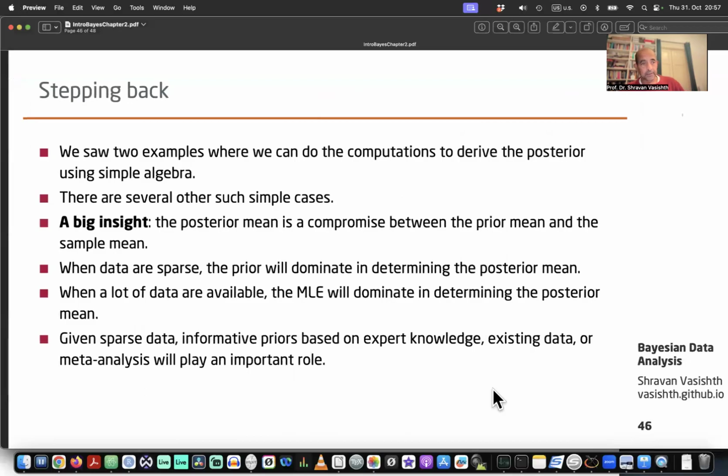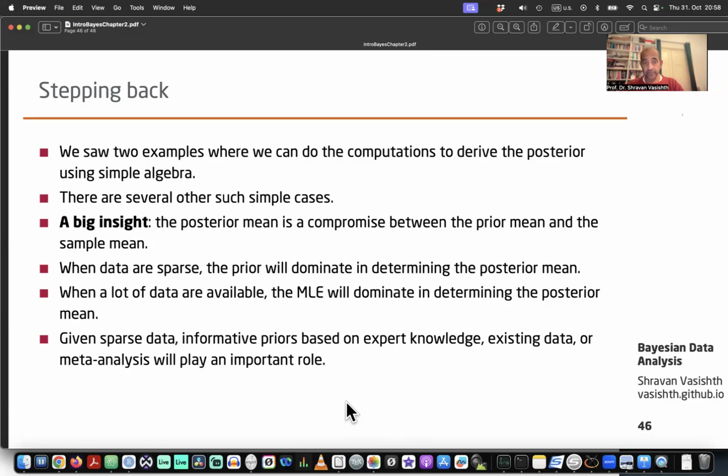Okay, so just to wrap up, we have seen two examples of conjugate cases. There are several other such conjugate cases. I can give you a list later on. And one very big insight that we got from the derivation for the Poisson gamma was that the posterior mean is a compromise between the prior mean and the sample mean, the maximum likelihood estimate. And as I mentioned just now, when the data are sparse, the prior will dominate in determining the shape of the posterior and the posterior mean, even in the case of the Poisson gamma.